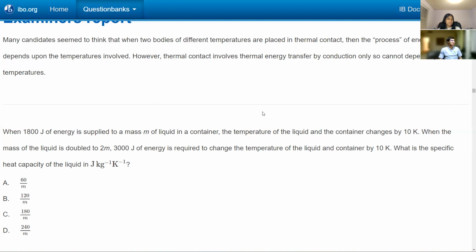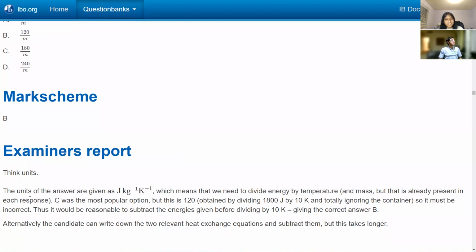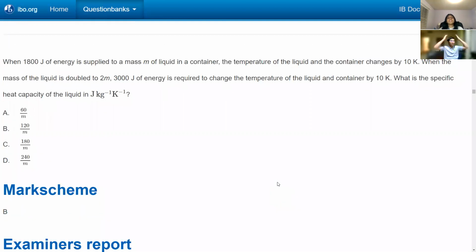Let me see what the answer is. It is B. Think units. I don't really get it though. Yeah, let's see what they say. The units of the answer is given as that. Okay, divide energy by temperature and mass, but that's already okay. C was the most popular option, but this is 120 obtained by dividing 1800 by 10 and totally ignoring the container. Oh, we're assuming there's a container. I see. That's why you have to do the subtraction, because of the container.